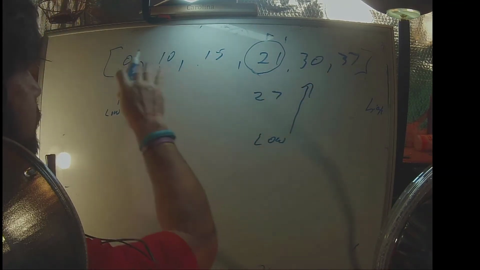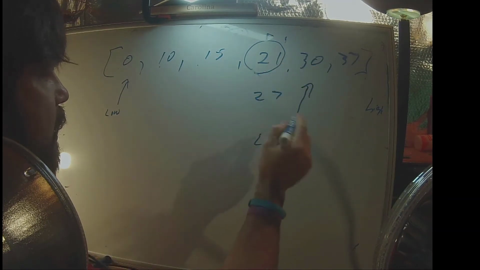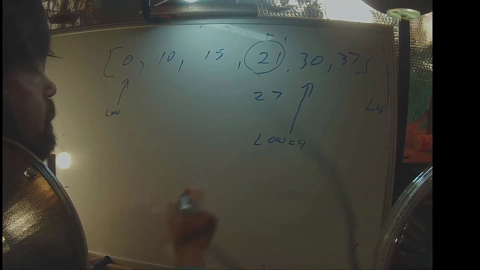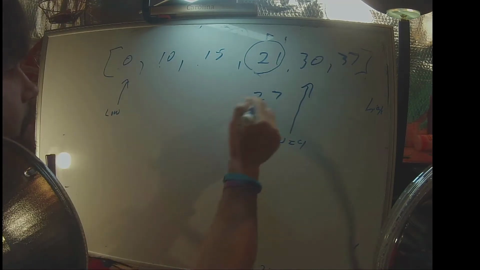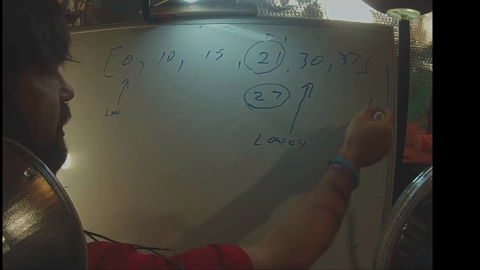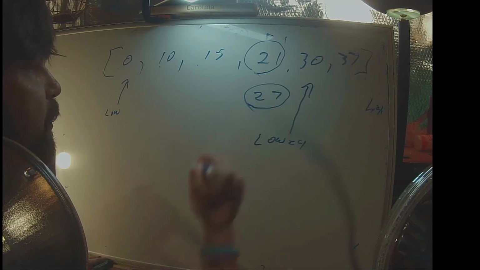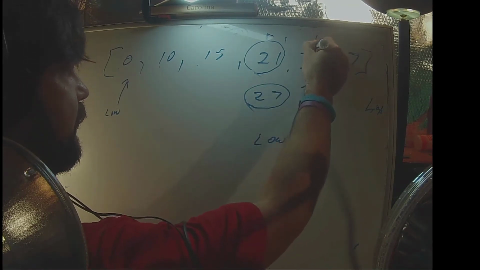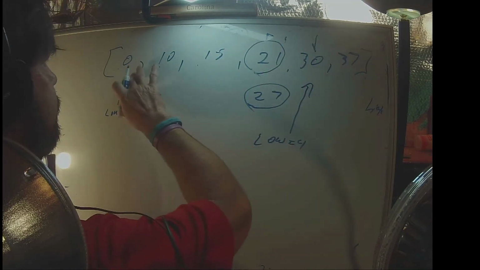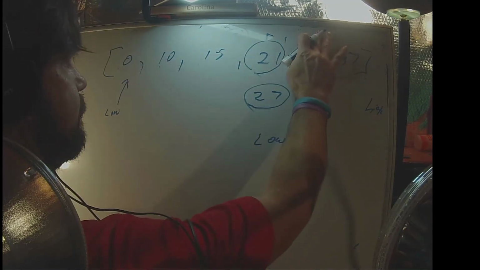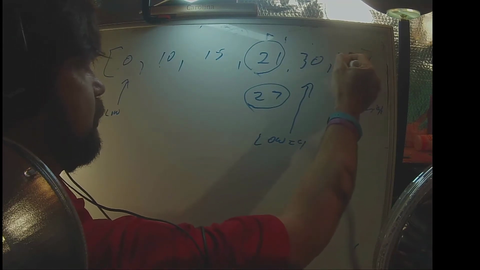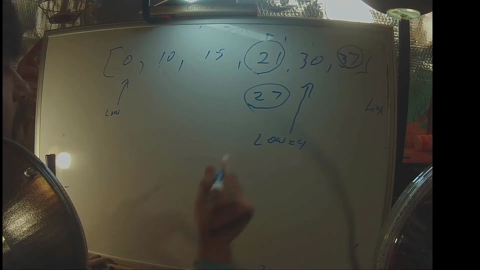So now low is equal to 4, set to be the midpoint plus 1. We're still looking for 27. High is equal to 6. 4 plus 6 is 10, so the midpoint is 5. That's 0, 1, 2, 3, 4, 5. That's 37. Right, so we look at 37.